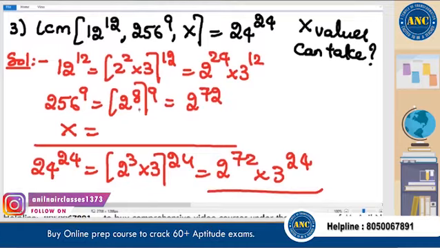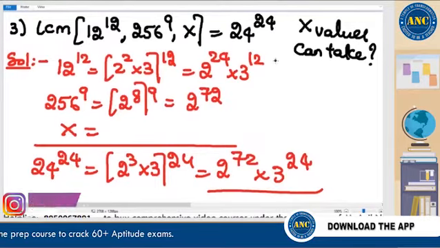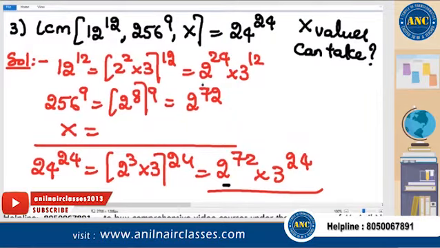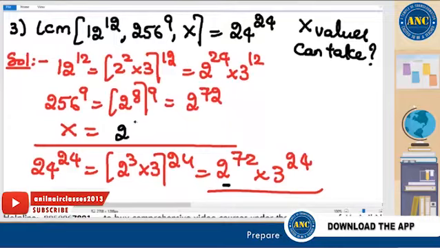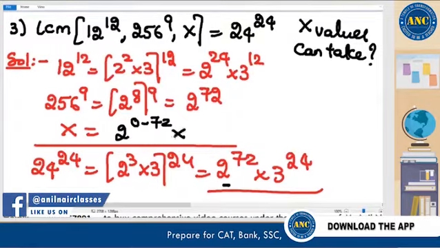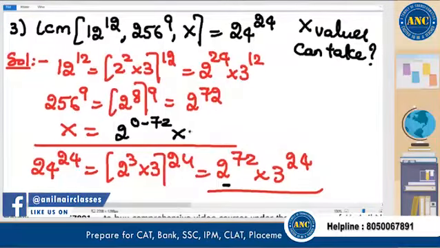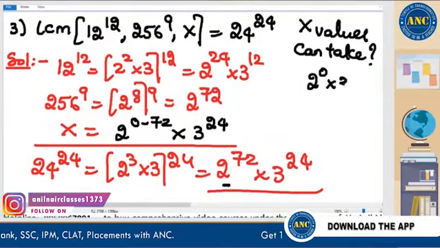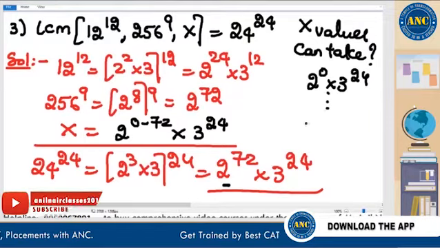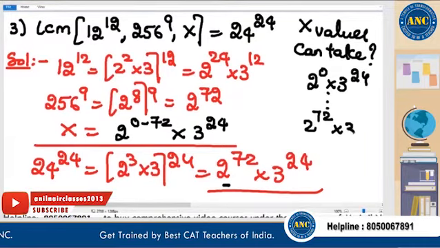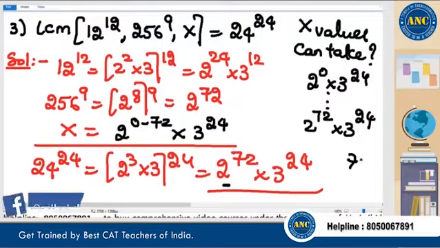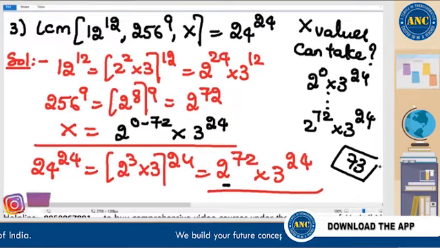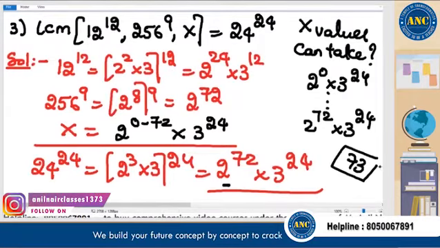2 power 72 into 3 power 24. 2 power 72 is there in the answer. It should be one among the 3 numbers. Not present, it is present. So 2 power 0 to 72 into 3 power 24 should be present. So what are the values? 2 power 0 into 3 power 24, it goes on up to 2 power 72 into 3 power 24. 0 to 72, answer is 73. How many values? 73. I hope the idea is clear.